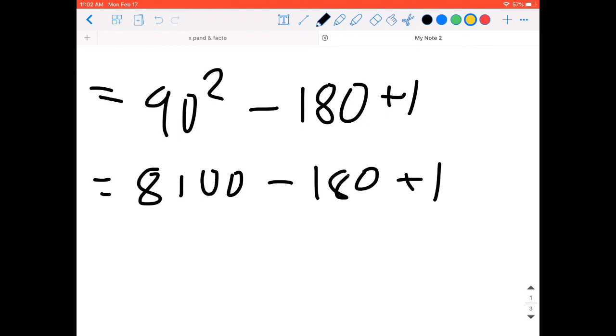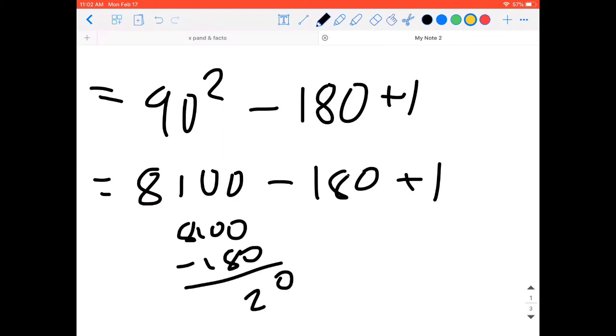So yeah, if we actually do the calculations, I hope I can do this properly. 7920. So answer is 7921.